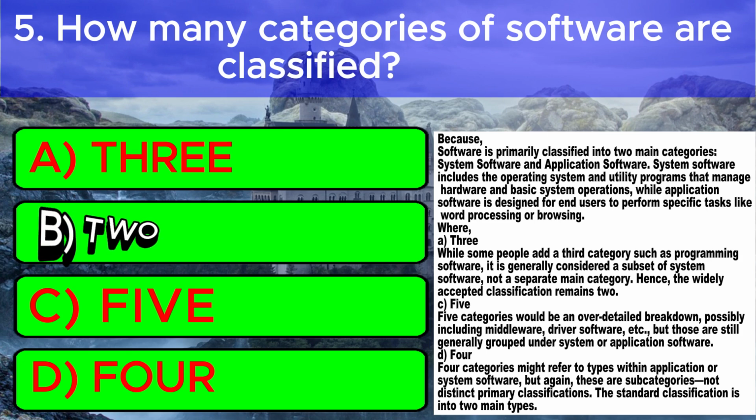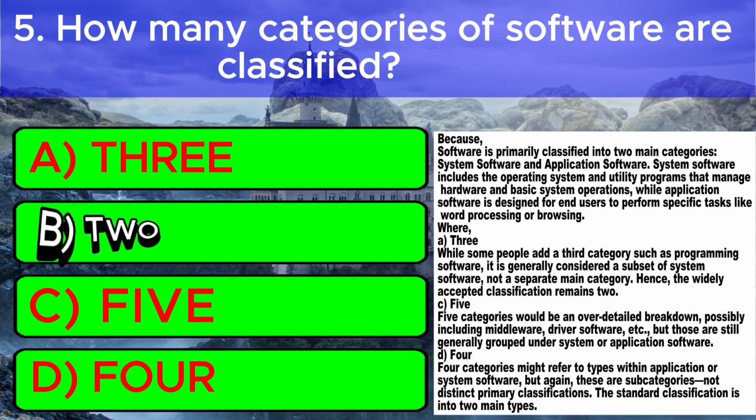System software includes the operating system and utility programs that manage hardware and basic system operations, while application software is designed for end users to perform specific tasks like word processing or browsing. Where? A. 3. While some people add a third category such as programming software, it is generally considered a subset of system software, not a separate main category. Hence, the widely accepted classification remains 2.